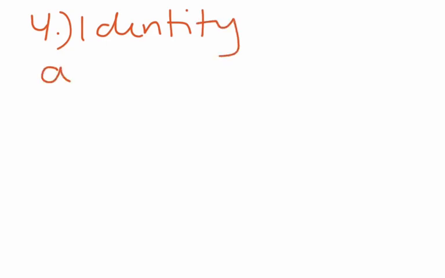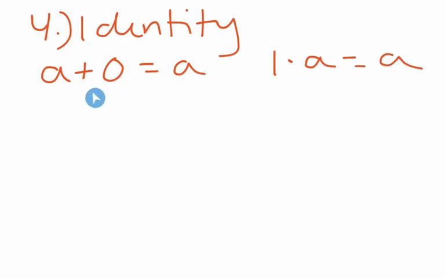This means that A plus 0 is equal to A. In other words, if you add 0 to any number, it doesn't change the number. And you can also do the same thing with multiplying by a 1. 0 is called the additive identity and 1 is called the multiplicative identity. That should be pretty straightforward. So for any number, like 3 plus 0 is 3, or 1 times 3 is 3.